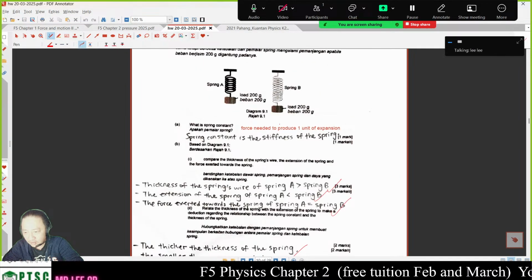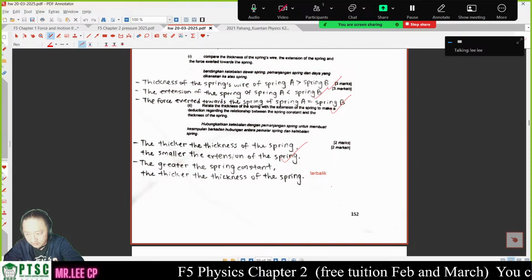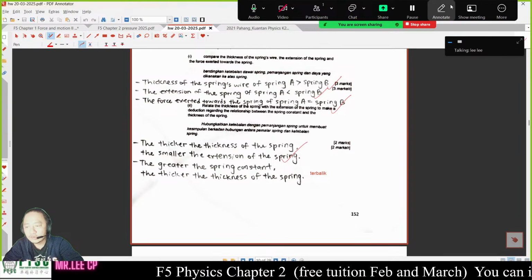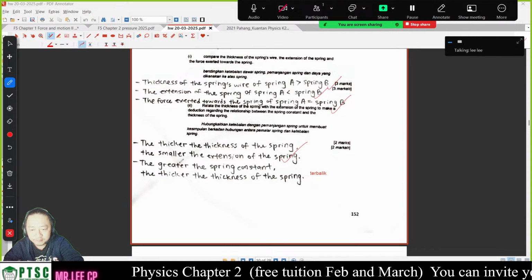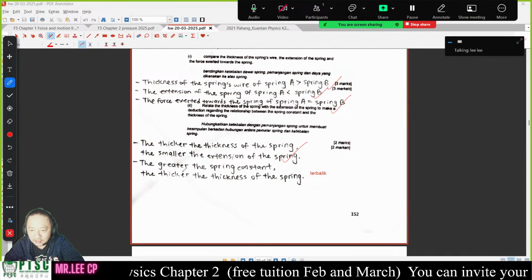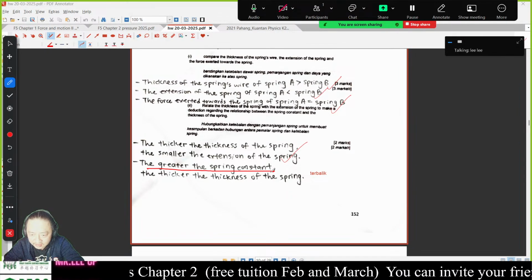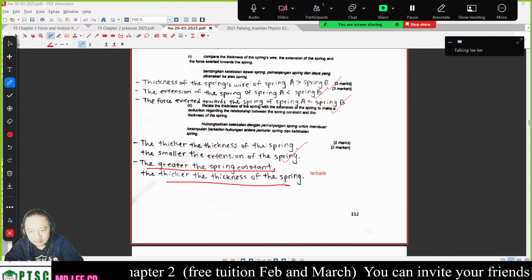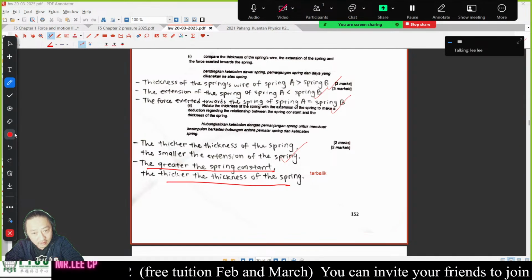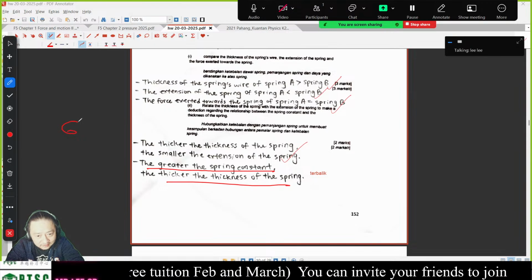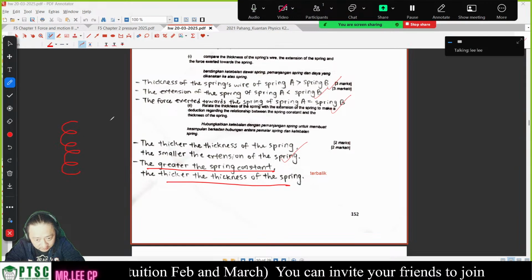This one should be okay. Now this one is the one that I want to discuss with you. Try to have a look. Now, I don't care how the question asks. The greater the spring constant, the more thick the spring. Or, I have 2 springs. One is thin, one is thick.